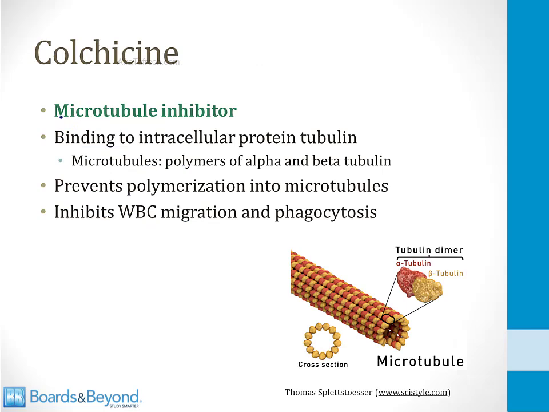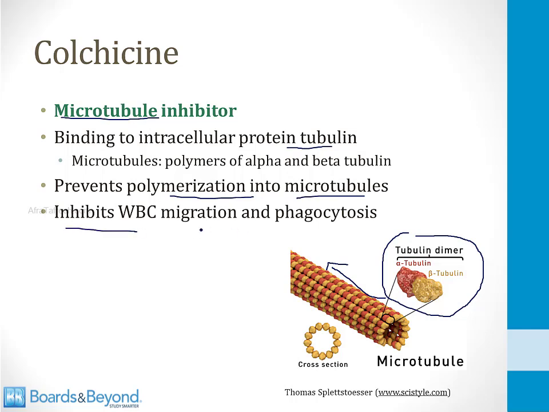Colchicine works by inhibiting microtubules. In the cell biology section in the video on the cytoskeleton, I talk about microtubules in general. They are cytoskeleton elements that are made up of dimers of the protein tubulin. An alpha tubulin molecule and a beta tubulin molecule come together, and then a series of these dimers form microtubules. What colchicine does is bind to tubulin and prevent the polymerization of tubulin into microtubules. When this happens, white blood cells become inhibited. They cannot migrate into the joints and they cannot phagocytose the uric acid crystals.